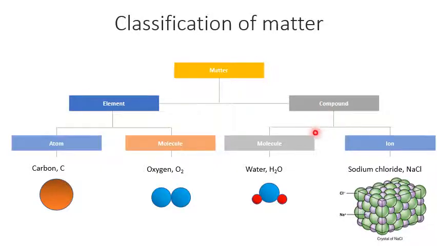There are two types here, molecule and ion. Look at molecule, for example water, H2O. It combines atoms of hydrogen and oxygen, two hydrogen and one oxygen, so it combines different elements. Molecule under element is the same element. Molecule under compound is a combination of different elements. Then we have ion under compound. It is also a combination of different elements, for example sodium chloride, and it is ionized.